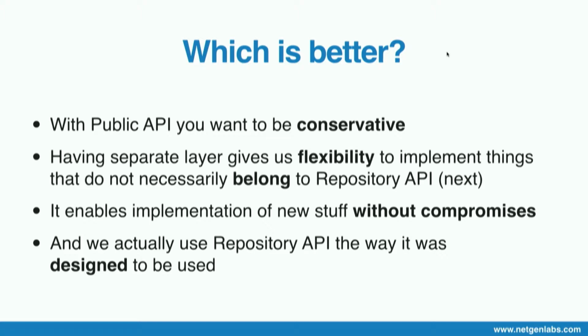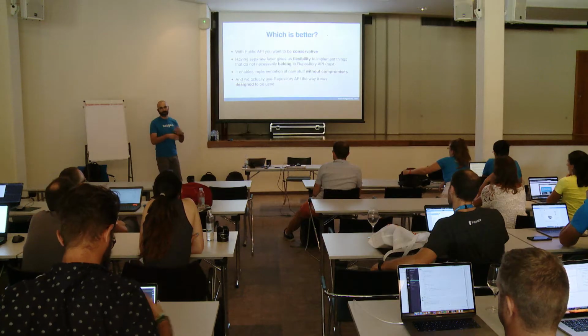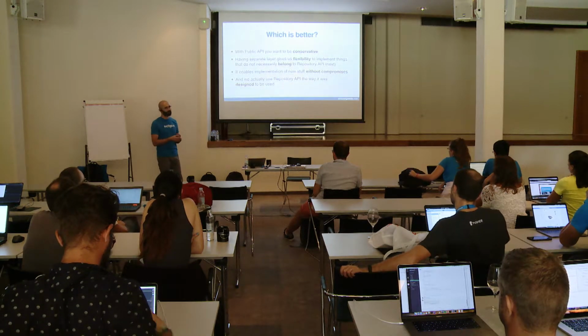So which approach is better? For me, the separate layer is better, and for several reasons. With your public API, you typically want to be conservative, because this is what you support long term. So you want to do it by the book, with specific rules. You want to be very strict about it, because this is what you will support, what you will implement new stuff on. It needs to be well tested.